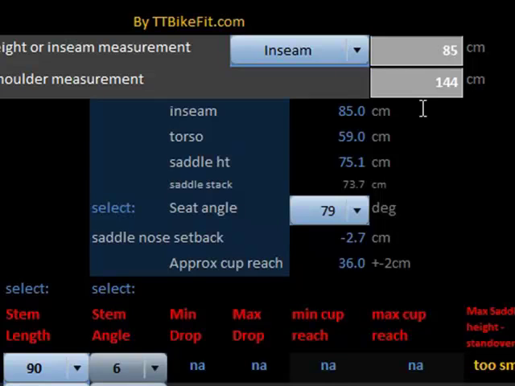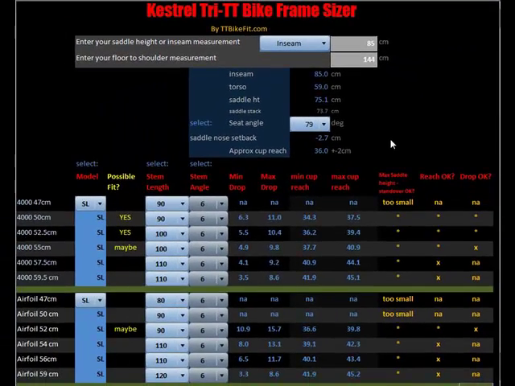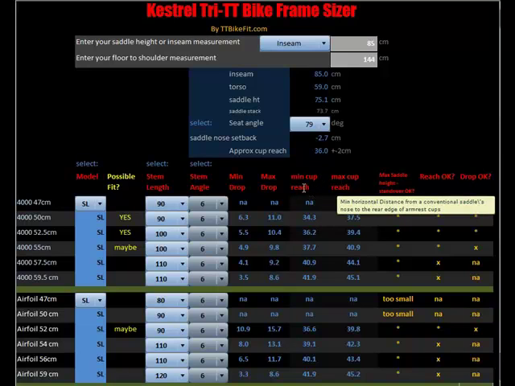Once those measurements are entered, the relevant fit parameters are calculated here. So for a tri-bike or a TT bike, what we are really interested in is, based upon a certain saddle position, how far away the front end is from the saddle. That being, how far are the armrest cups from the nose of the saddle, and that's what we mean by minimum cup reach. So this is nose of saddle to back edge of cups.